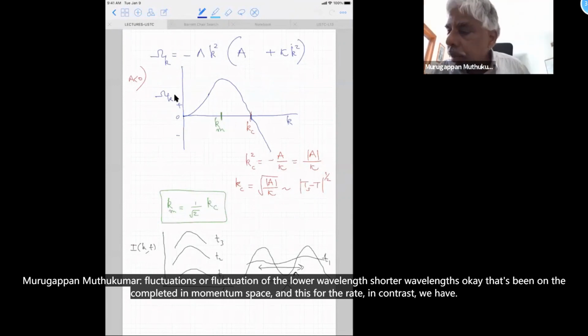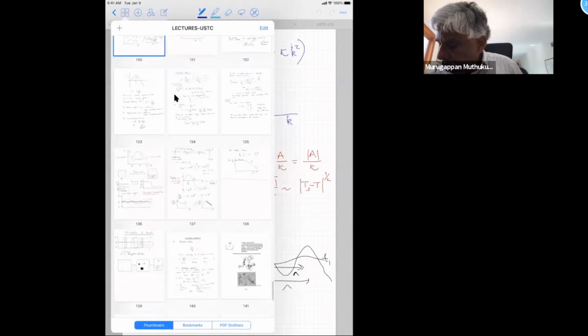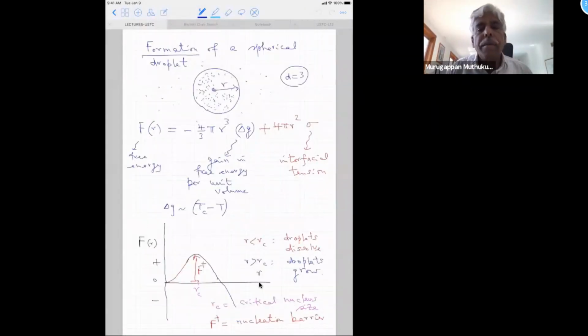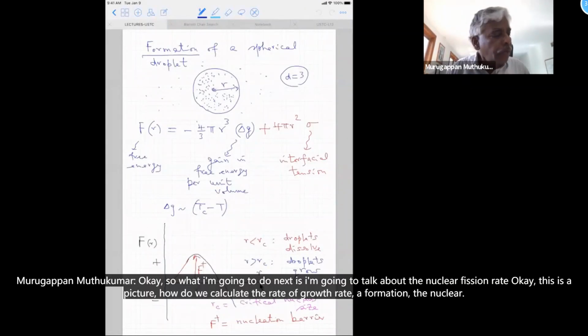In contrast, we have free energy as a function of R. Okay. So what I'm going to do next is talk about the nucleation rate. Okay, this is a picture. How do we calculate the rate of growth, the rate of formation of the nuclei?